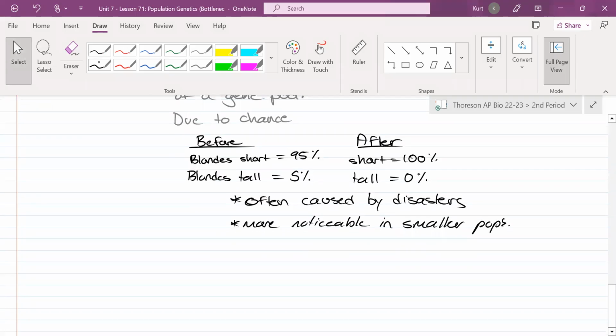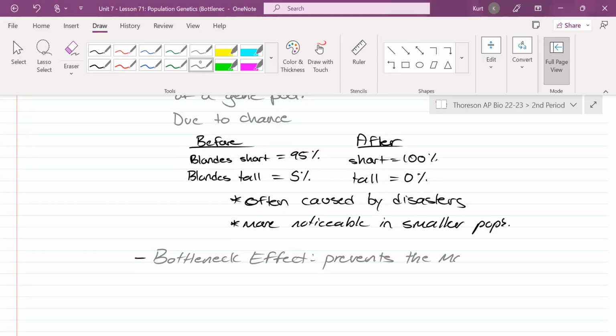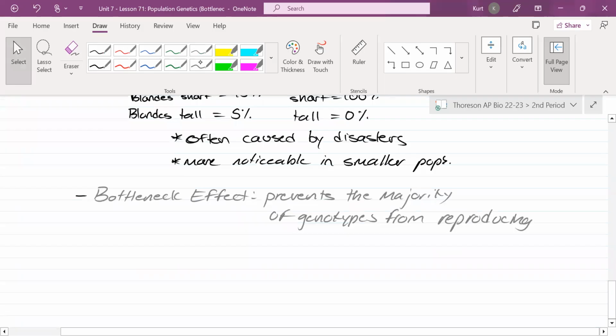Okay, there's 2 additions to this I want to go over. One is called the bottleneck effect. This prevents the majority of genotypes from reproducing. Here's another really bad example.